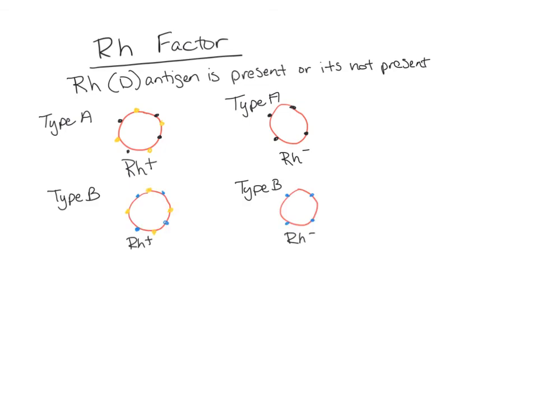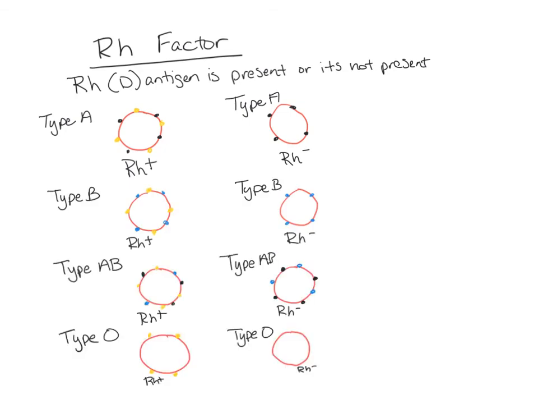A person who is type A can be either Rh positive or Rh negative. Similarly, type B blood can be Rh positive or negative, and so can type AB and type O. When the complete blood type is recorded, the term Rh is usually omitted, so we'll say A positive or A negative, B positive or B negative, and so on.